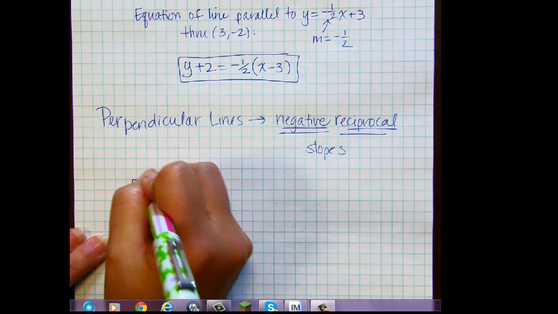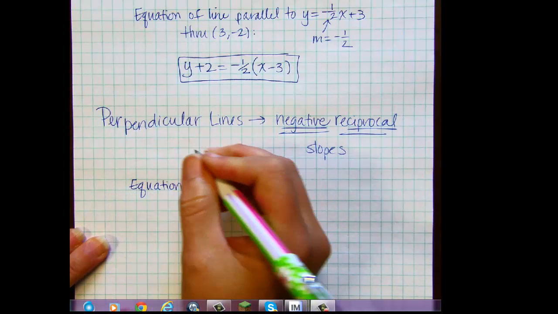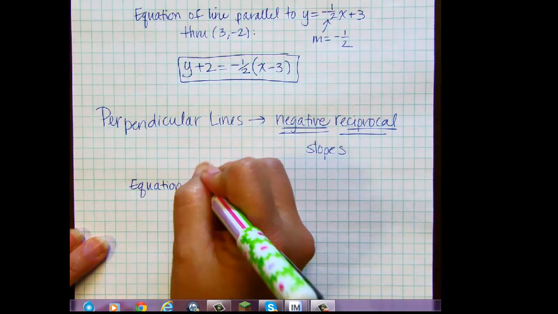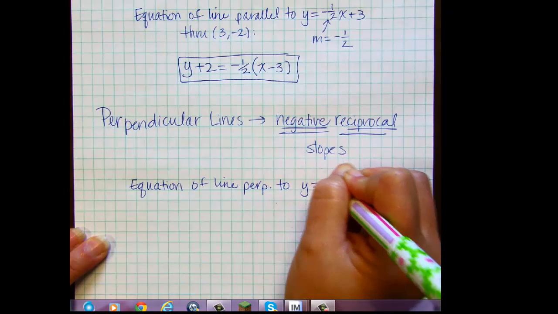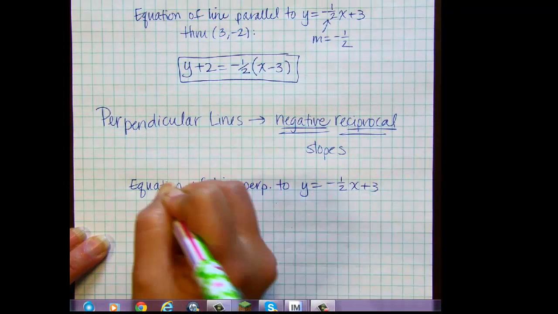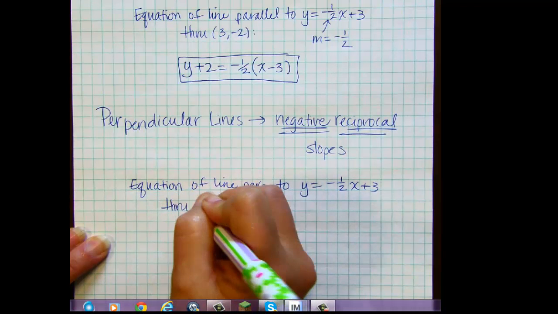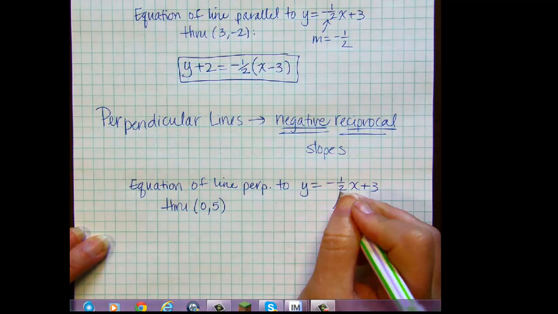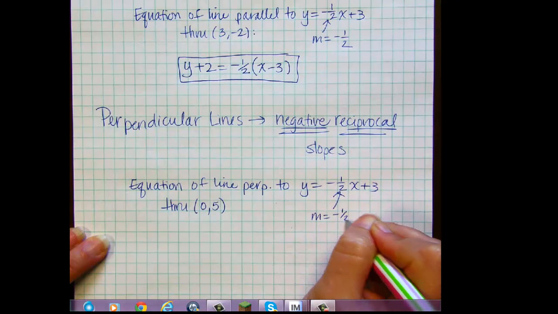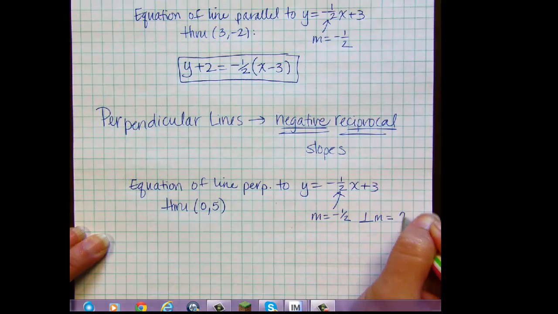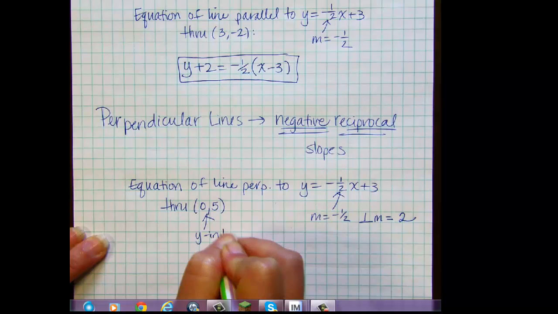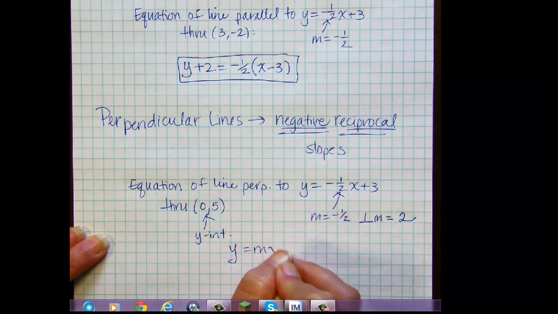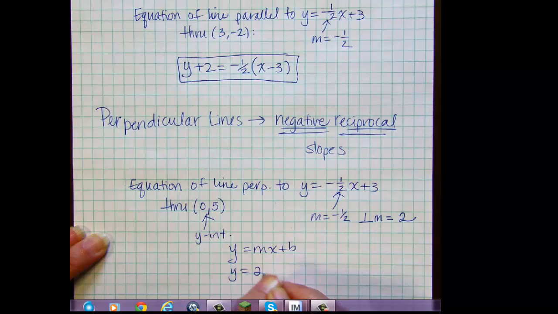We want to write the equation of the line that is perpendicular to that other line that we talked about before, y equals negative 1/2 x plus 3, and goes through the point 0, 5. Well, 0, 5 I recognize as a y-intercept. So I have a slope of negative 1/2, the negative reciprocal slope of negative 1/2 is 2, my new slope is 2, and 5 is my y-intercept, so I can use y equals mx plus b in this case, and I get y equals 2x plus 5. And that is it.